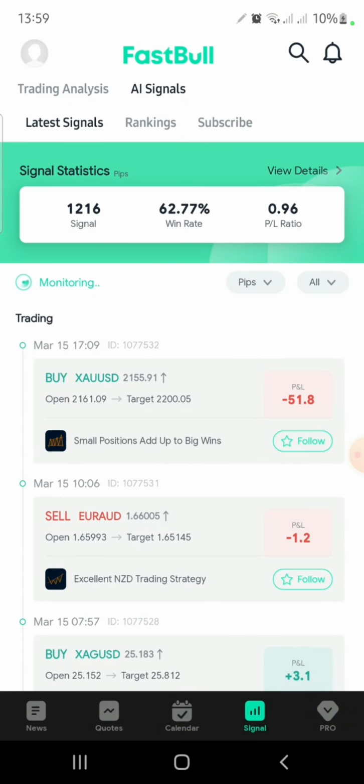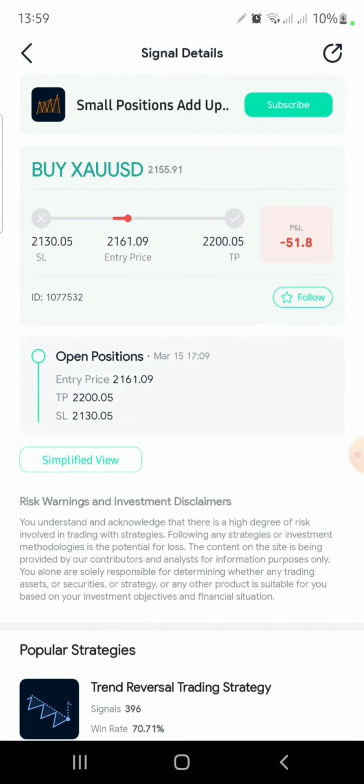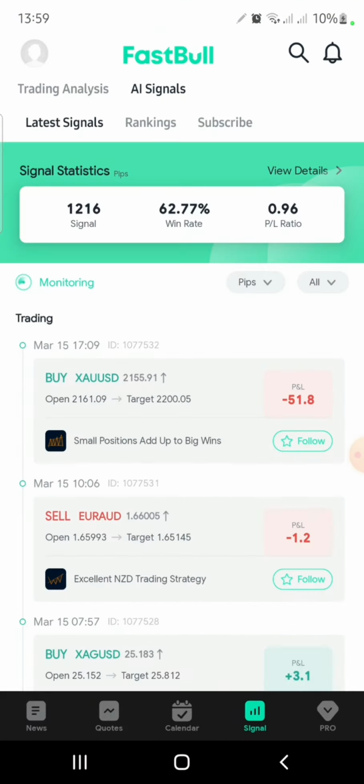If you look here, you are going to see that there are 1216 signals posted so far, and a 62% win rate. Now the profit and loss ratio is 0.96, which is not a very good thing, but the thing is these signals always follow a 1-to-1 risk to reward ratio. So if you want to be profitable here, you want to increase the risk to reward ratio, but then you are going to see that the win rate for these signals is very high.